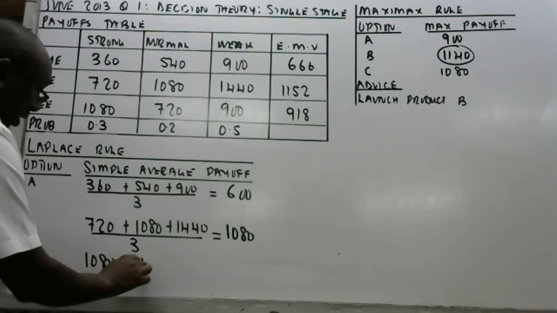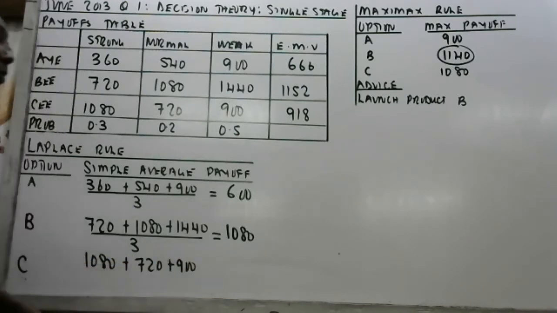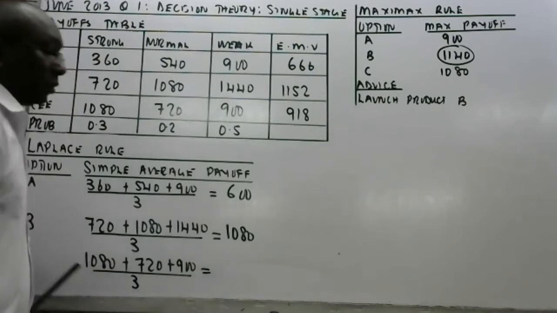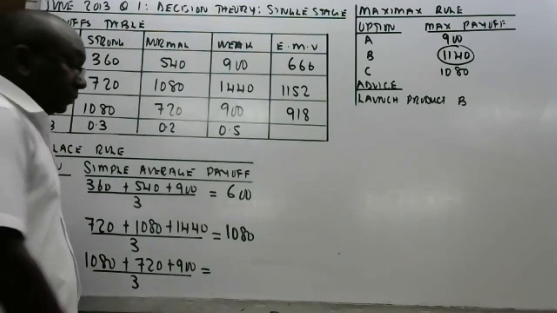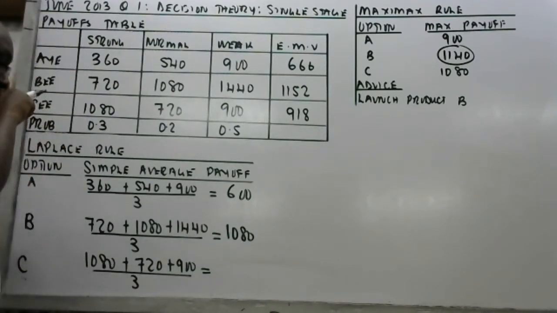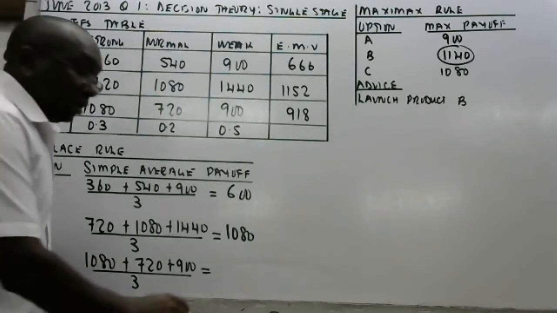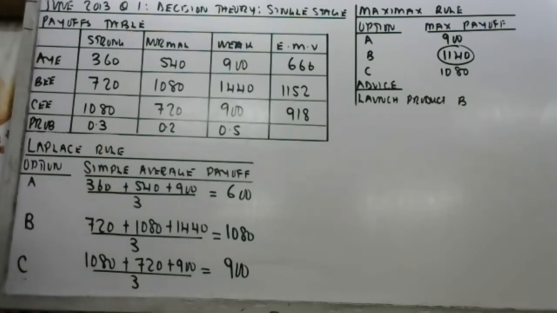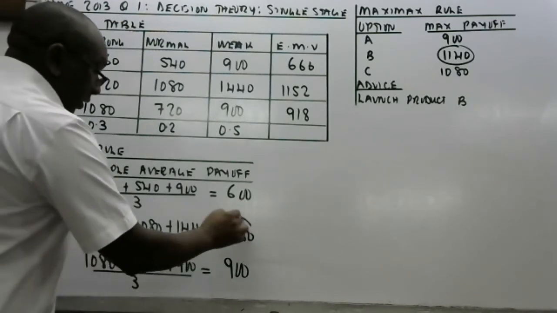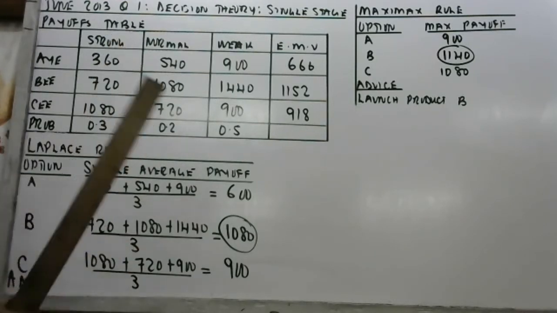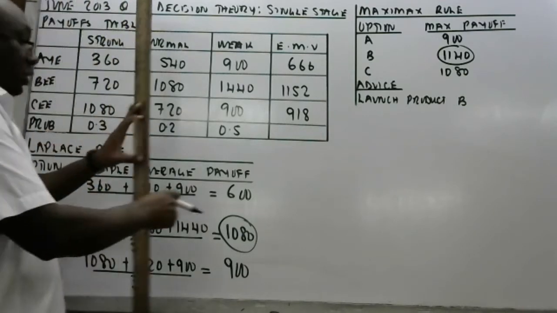1080 plus 720 plus 900. You divide again by 3. Yeah, good. I can see many coming. So when we are told to use the Laplace rule, we go for the highest. So we go for this. So the advice down there, advise them to launch product B.